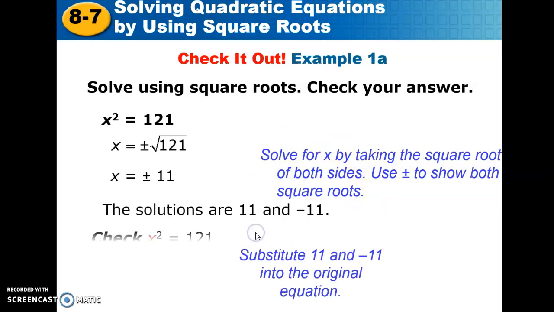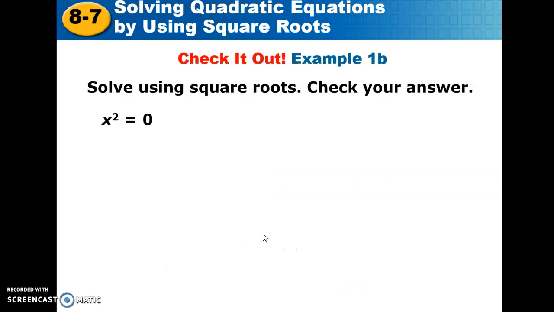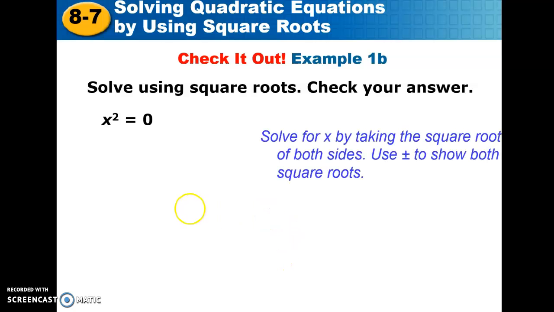Of course, it's not always going to be this easy, as we've learned all year. How about x squared equals 0? Same method, even though it looks weird. We take the square root of both sides, and the square root of 0 is just 0. 0 is not positive nor negative, so it's neutral, so you just put x equals 0.